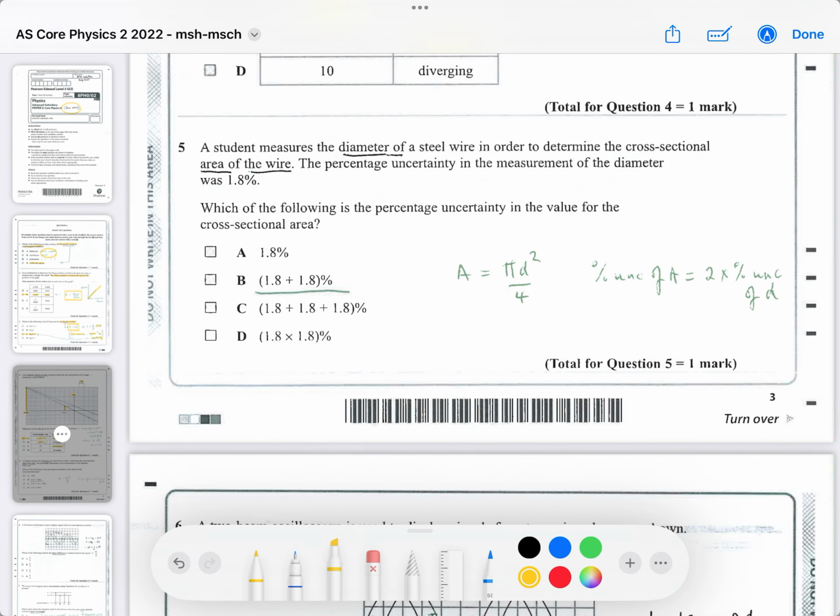Question 5, a student measures the diameter of a steel wire in order to determine the cross-sectional area. The percentage uncertainty in the measurement of diameter is given as 1.8%, and they want you to work out the percentage uncertainty in the cross-sectional area. Well, since the cross-sectional area is pi d squared over 4, then the percentage uncertainty of A will be twice the percentage uncertainty of d, because d comes in twice in the calculation. Each time you use d, it brings 1.8% of uncertainty with it, so it's 3.6% in total, because pi and 4 are known numerical values.